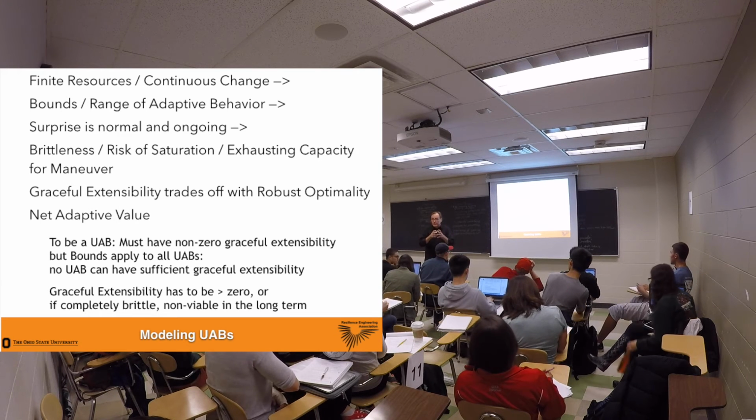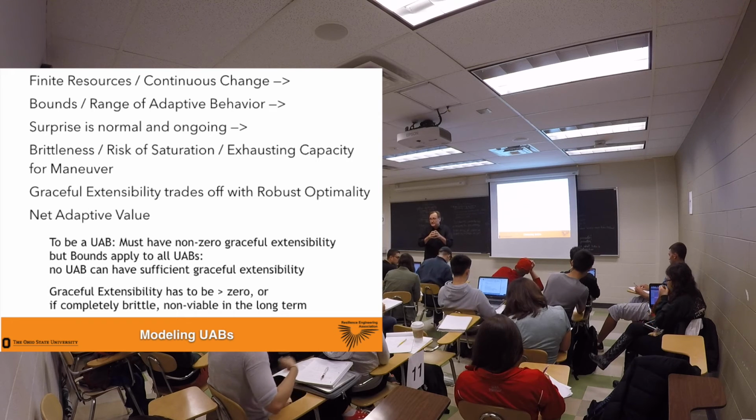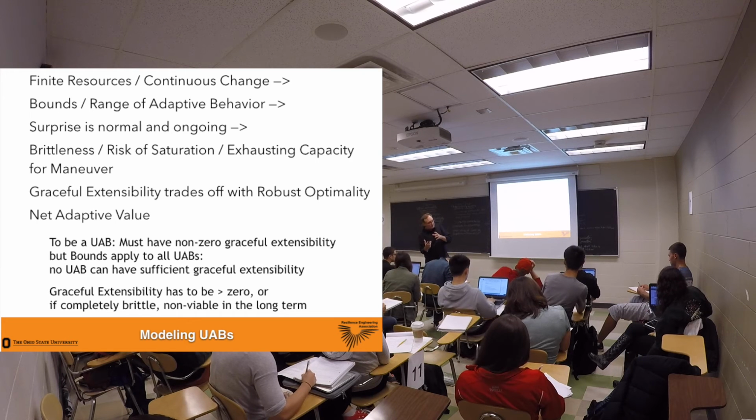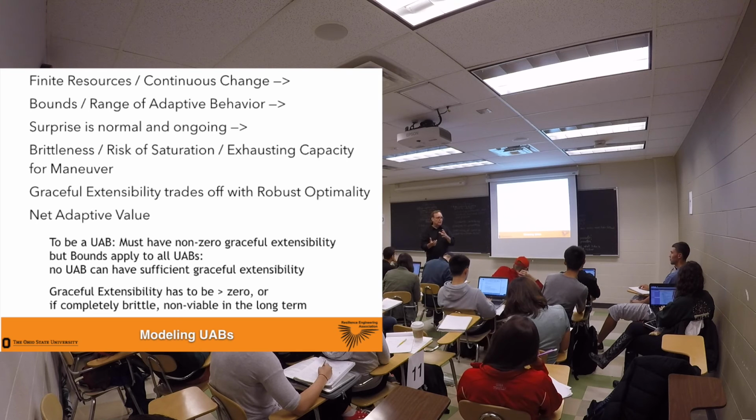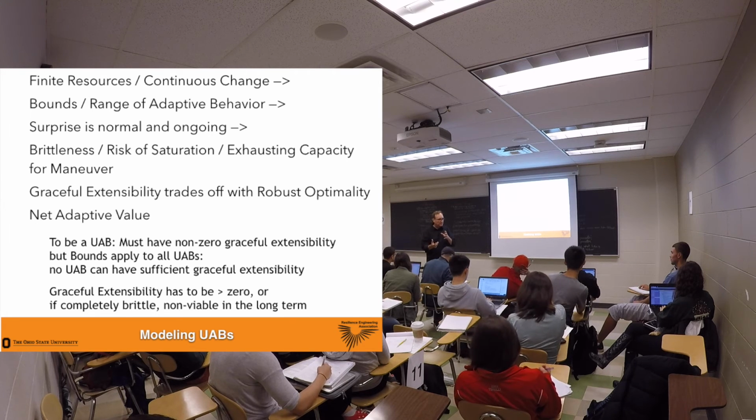Why? If you're a unit and you don't have any graceful extensibility, what's going to happen? A surprise will eventually occur. Your ability to handle surprise is zero. Performance collapses. How many performance collapses can you survive before that unit is no longer viable?